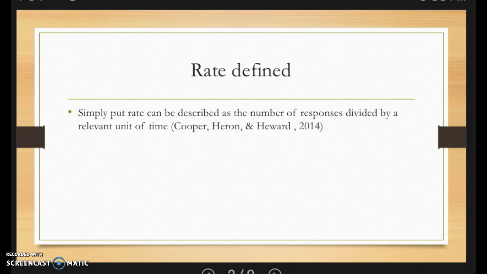So, rate defined. Simply put, rate can be described as the number of responses divided by a relevant unit of time. And this is essentially how Cooper, Heron, and Heward put it in our applied behavior analysis textbook.